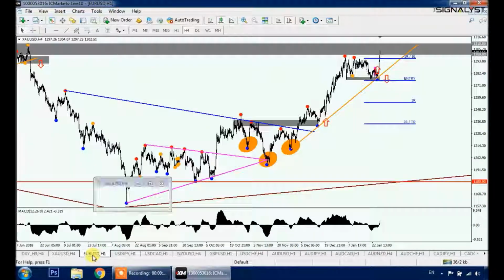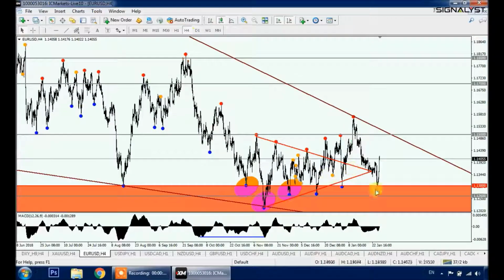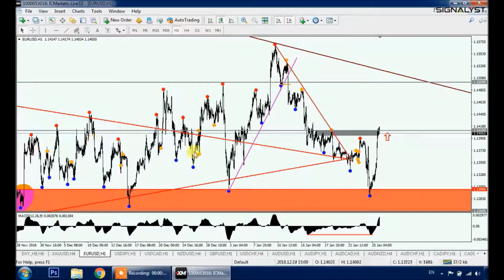Now we have EURUSD. As I mentioned last week, I'm waiting for a candle close above this last swing standing 1.14.1 to buy this one, as we have a divergence rejection zone in red and like a trio retest here. As you can see, 1 2 3, and this objective trend line break.